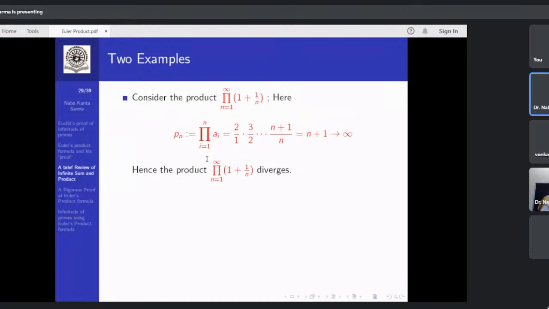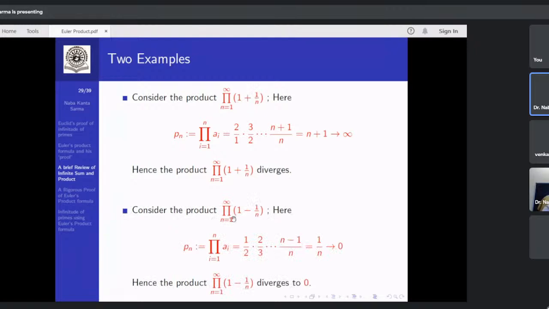First example is the infinite product of 1 plus 1 by n. In this case, if we multiply the first n terms, Pn will be the product for i from 1 to n of 2 by 1, 3 by 2, up to n plus 1 by n. If I simplify, the middle terms all cancel, and we are left with n plus 1 by 1. But this n plus 1 goes to infinity. So the partial product goes to infinity, which means this infinite product cannot converge. In this case, it diverges.